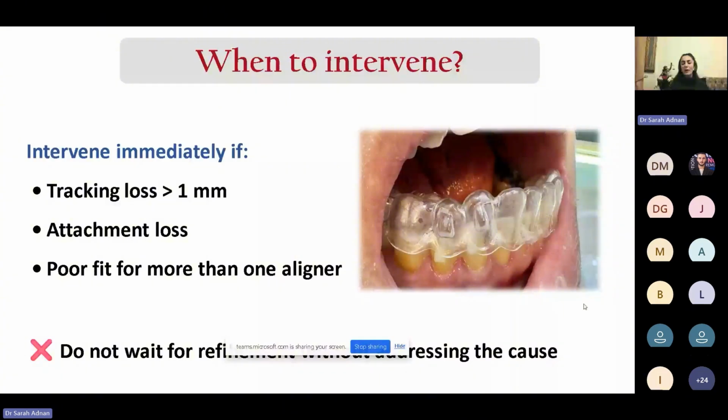Sometimes the cause is in the patient, as we said, a compliance issue. Sometimes it is an alignment or attachment issue. You should correct it, then ask for a refinement. Do not ask for a refinement before addressing the patient compliance or the attachment issue, because as we said, this means that we are just repeating the problem.